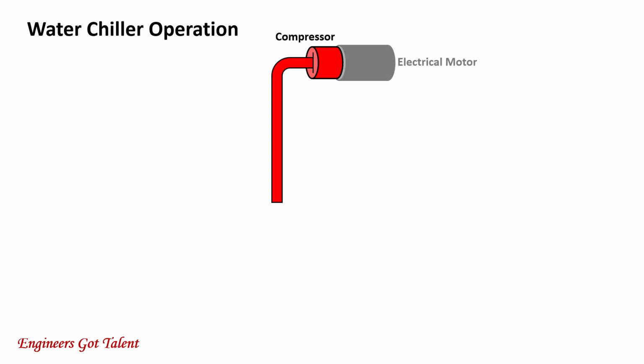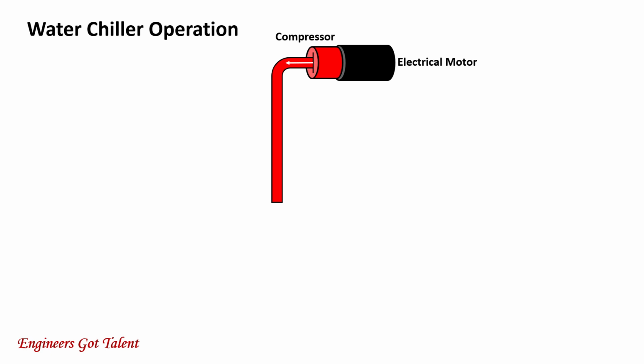Water chiller operation. This is how the water chiller works. First is the compressor. The main function of the compressor is to create a pressure difference between its suction line and discharge line and circulates a refrigerant around the system. An electric motor drives the compressor. The refrigerant leaves the compressor as high pressure, hot vapor.